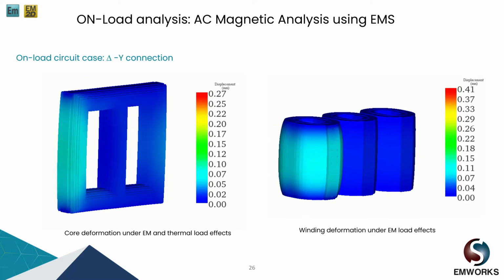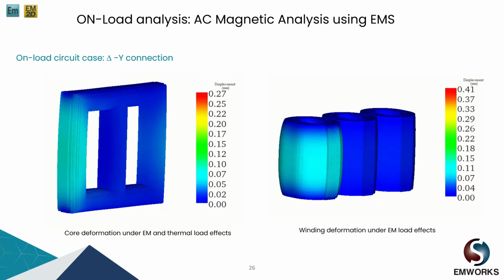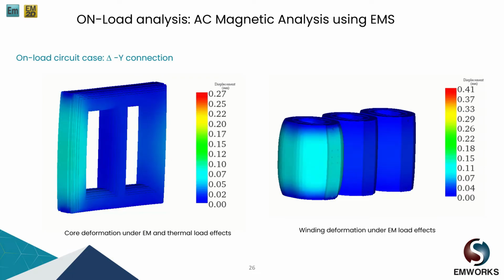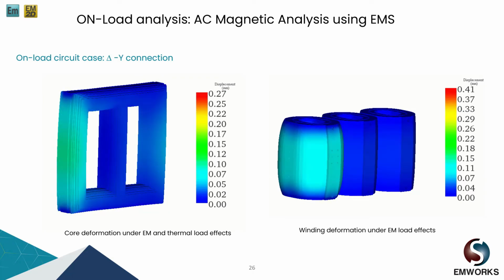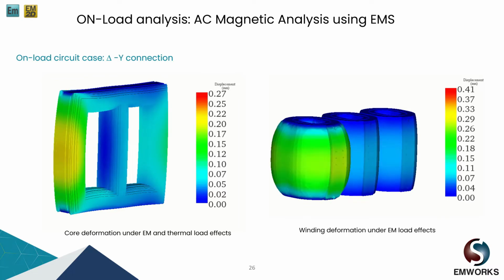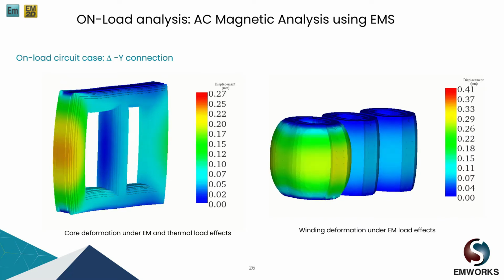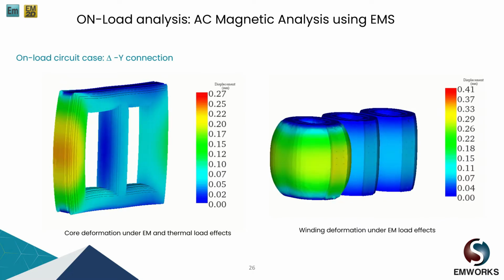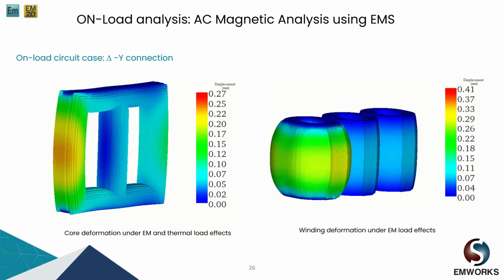The deformation in the structure is caused by both magnetic forces and thermal stress. So we have the deformation of the core caused by the magnetic forces applied to the core, and also the heat generated. The same for the coils. We can see some deformation in the coils because of the current, the Lorentz forces, and the heat generated because of the ohmic losses.